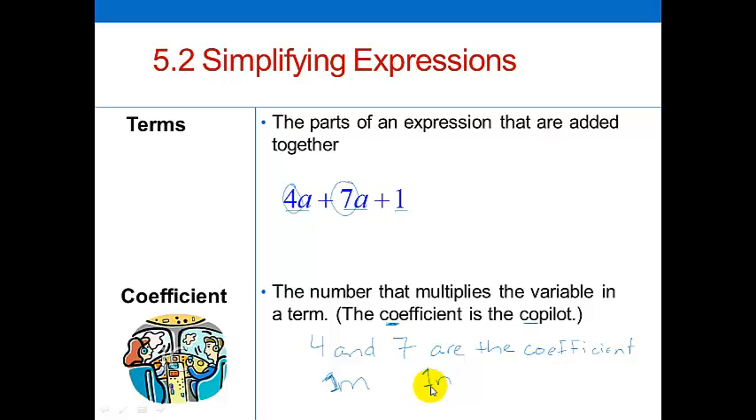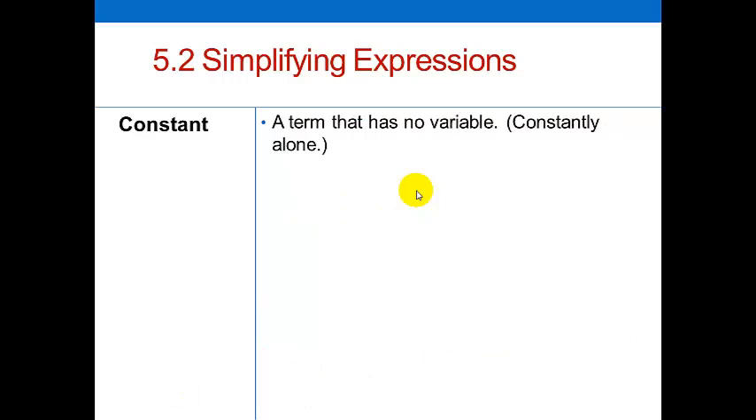So then the 4 is happy. The a already has that special name with the variable, but the 1 is like, I want a special name. So they came up with a special name for him. It's called a constant. And the way I remember this is he's constantly alone. So there's no variable that he is attached to. Okay, so it's a constant.